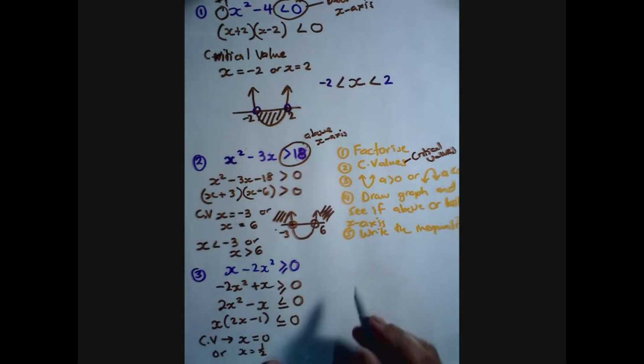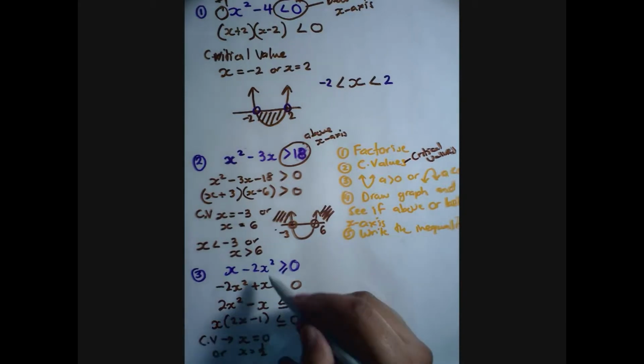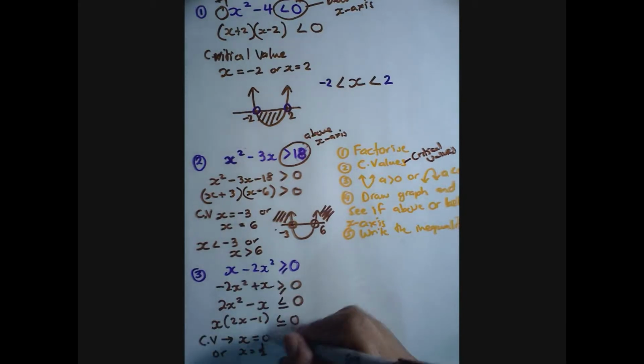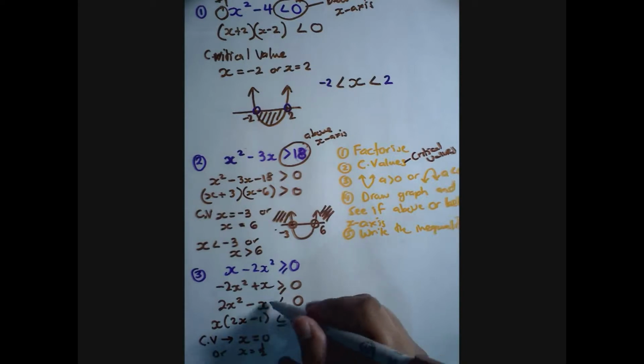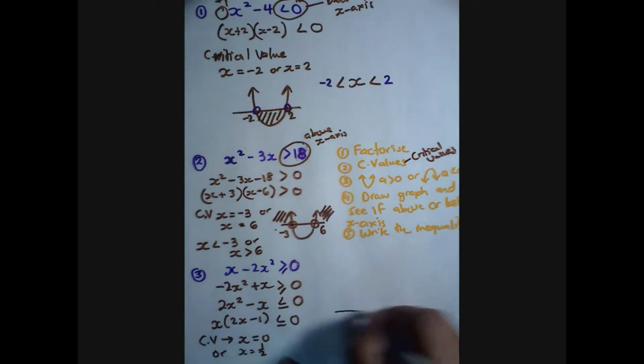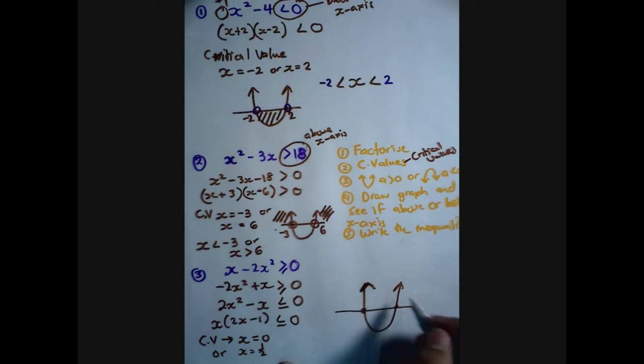Then we're going to say, is it a happy face or a sad face? Now, you don't look at the original. You look at the step just before the CVs. The step just before the CVs, or this part here, it makes it a positive. So because it's a positive in that part, it's positive here, and it's equal to there. So make the dots colored in. Here I'm going to have a 0. Here I'm going to have a half.